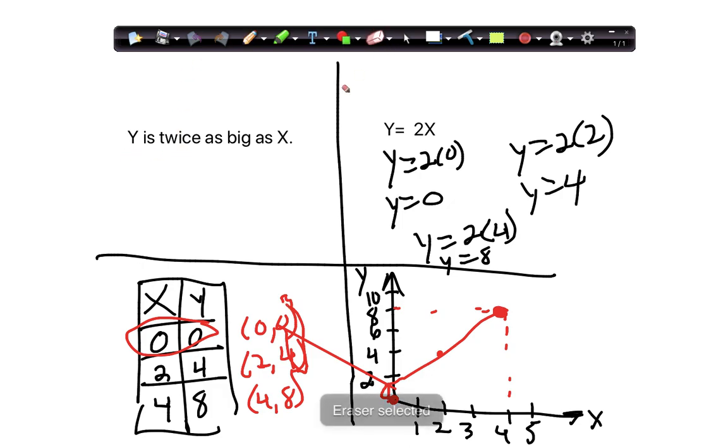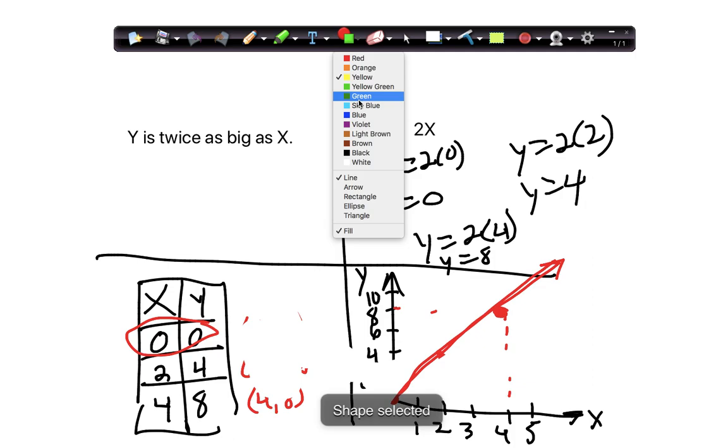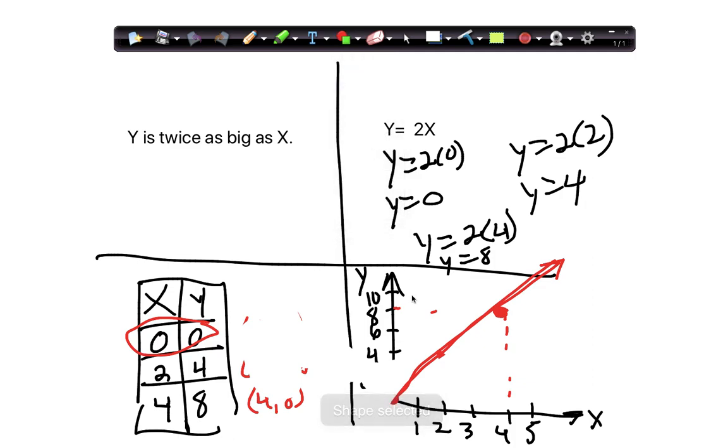Let me undo that a little bit. I just got a little stuck. Let's just redraw that straight line through those points like that. We don't want it white because it wouldn't show up. Let's make it green and go like this. And it really would be a straight line through those points. We'll just clean this up a little bit.